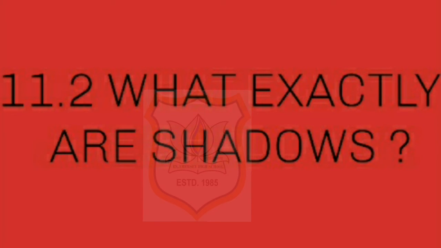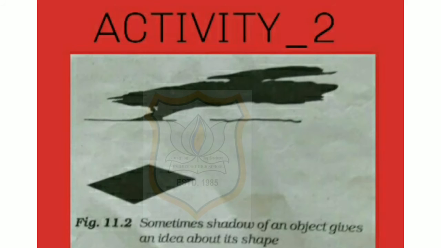Third topic: what exactly are shadows? Activity 2: sometimes the shadow of an object gives an idea about its shape. Now, one by one, hold each of the opaque objects in the sunlight, slightly above the ground. What do you see on the ground? You know that the dark patch formed by each on the ground is its shadow. Sometimes you can identify the object by looking at its shadow. You can see figure 11.2 in your textbook.